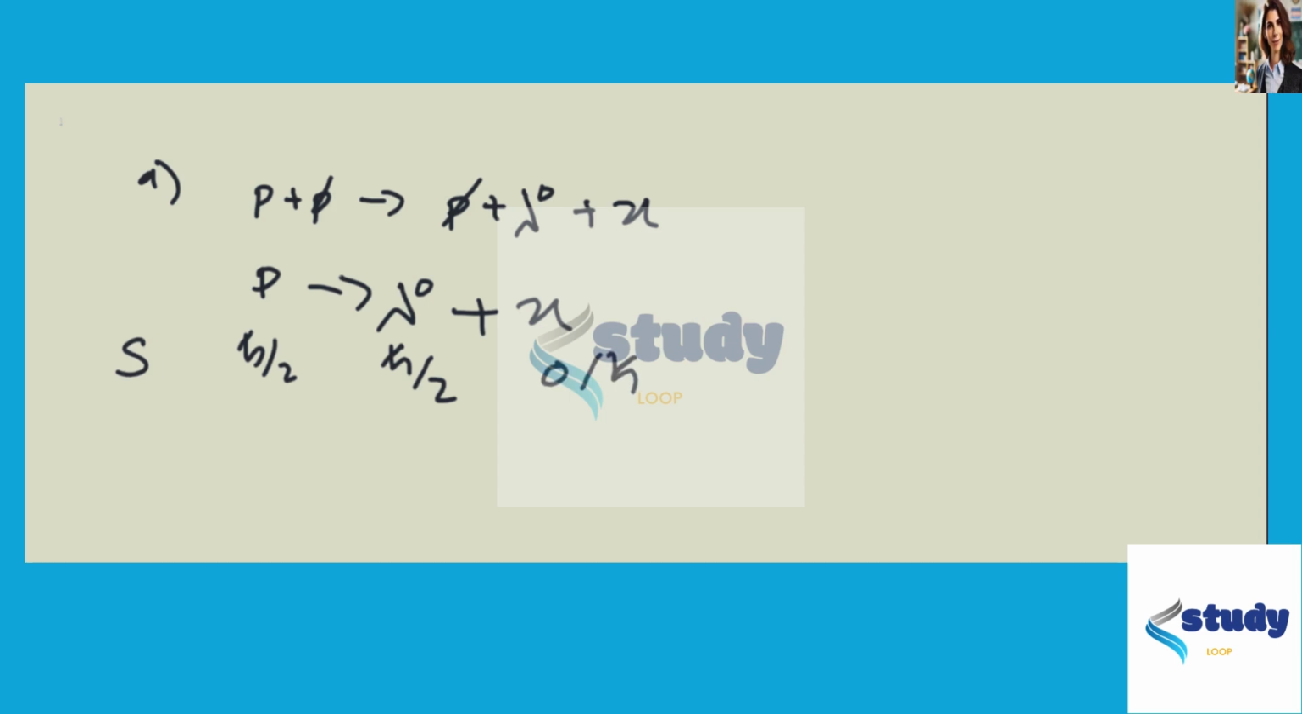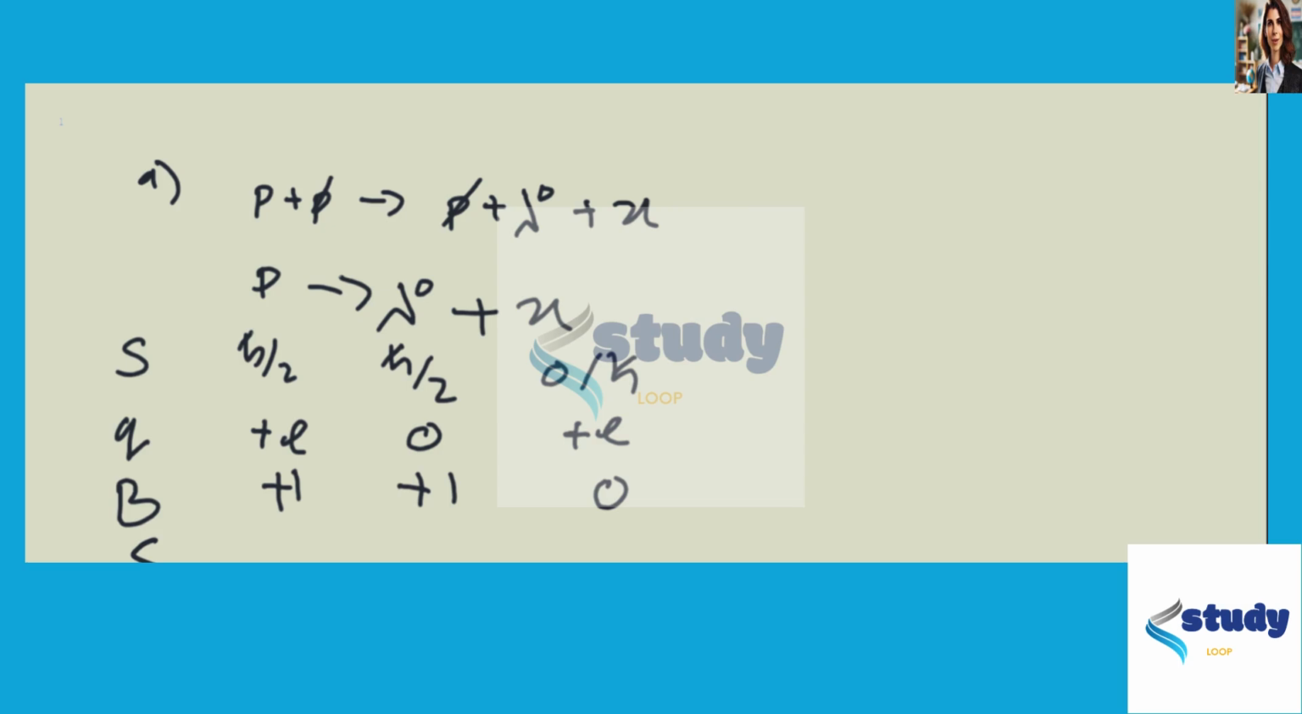Since the proton has a charge, denoted by q here, of positive e, and lambda is neutral, in order to have conservation of charge, X must have a positive e charge. Similarly, since the proton and the lambda have a baryon number of positive 1, the X must have a baryon number of 0 in order to have conservation of baryon number.